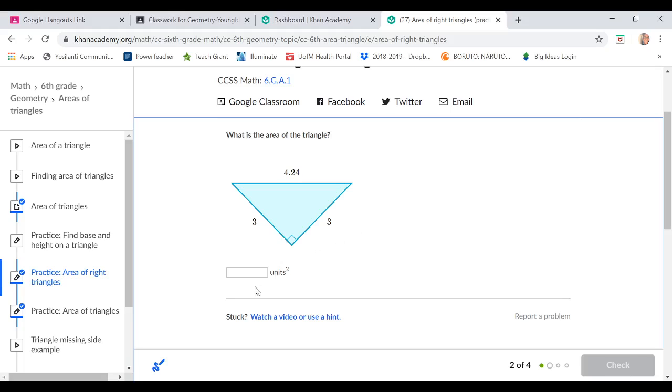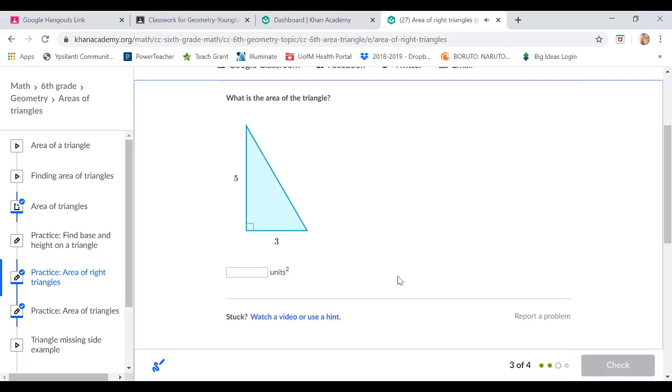3 times 3 is 9. 9 divided by 2 is 4.5 units squared. So that's why that one is like that.